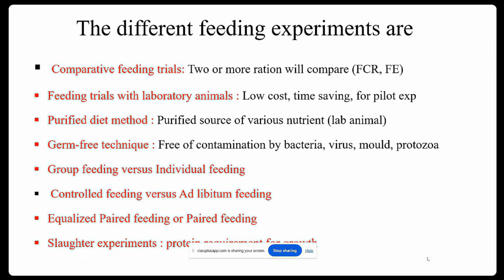Feeding of equalized pair feeding or pair feeding. There is some terminology: slaughter experiment and protein requirement of slaughter experiment versus protein requirement of growth. These are feeding experiments by which we determine the quantity of any tested feed. And there are two or three terms like FCR, or feed efficiency, the major factor calculated for animals; in poultry and swine, FCR and feed efficiency are mainly utilized. I will discuss these terms later.